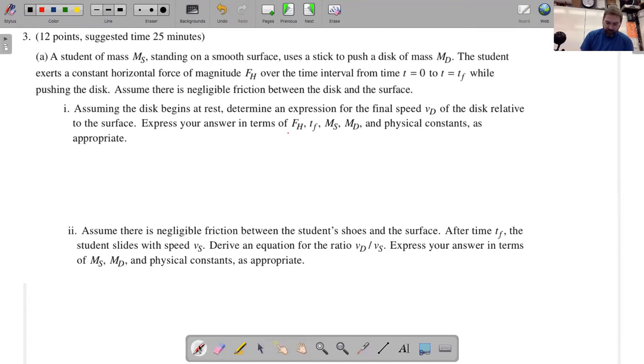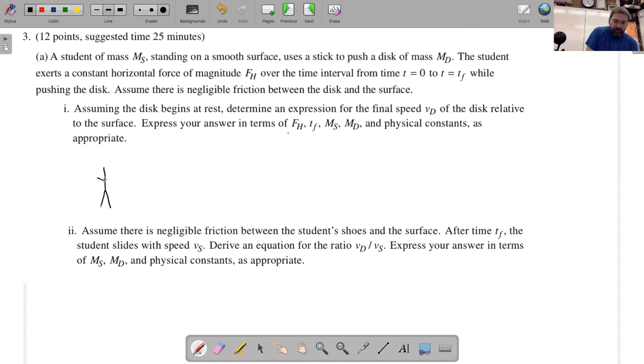It also says that the surface is smooth, but you don't know if there's friction between the student's feet and the surface or not. Just because a surface is smooth does not necessarily mean that there is or isn't friction. For instance, you could say the floor in a classroom with a hard floor is smooth, but you still have plenty of friction between your feet and the surface. It says there's negligible friction between the disk and the surface, but it turns out it doesn't make a whole lot of difference in this problem.